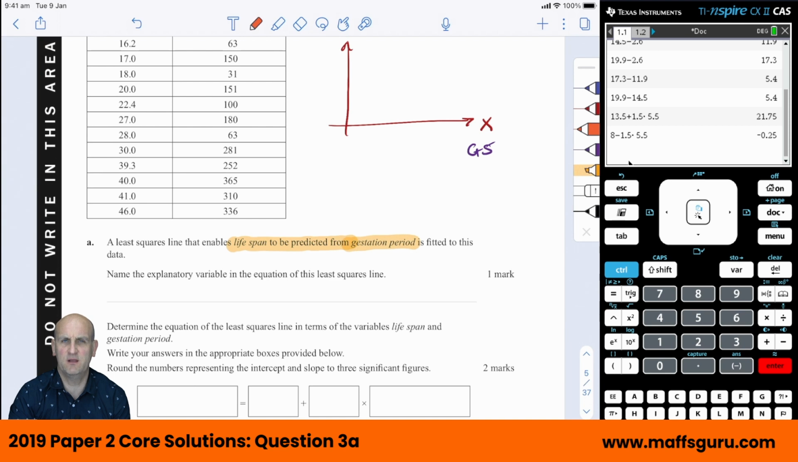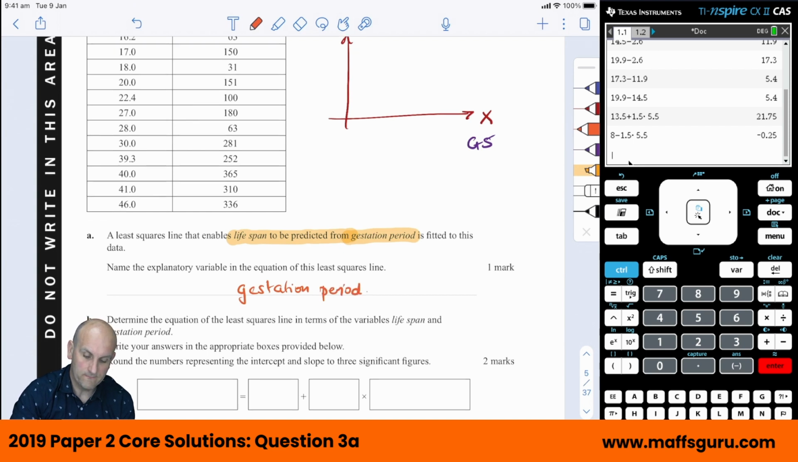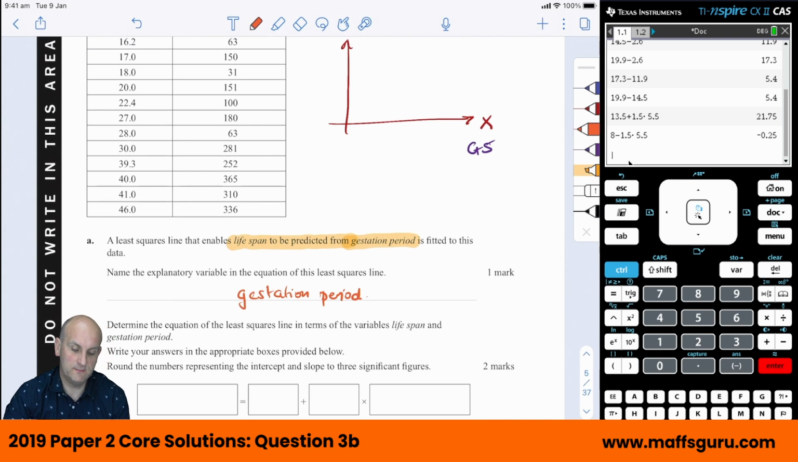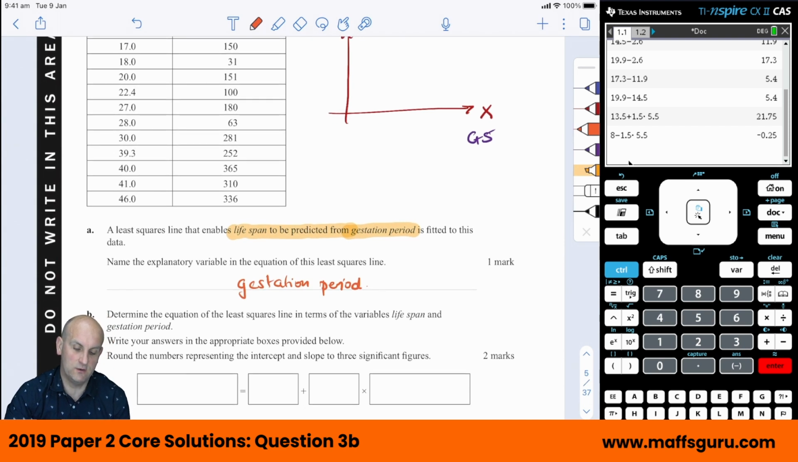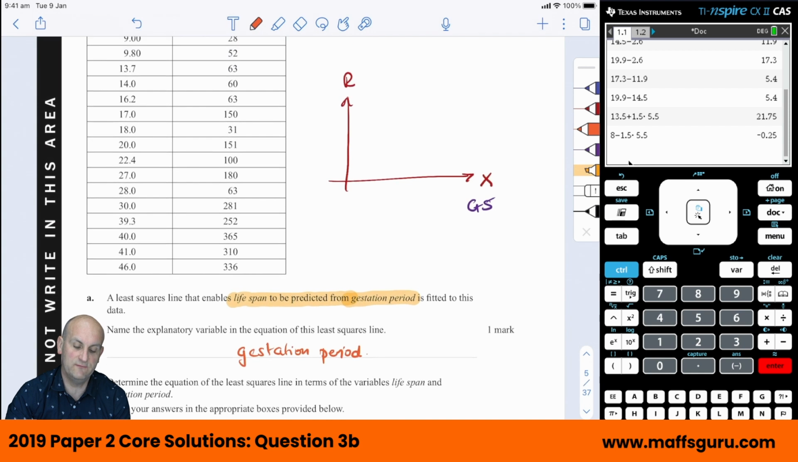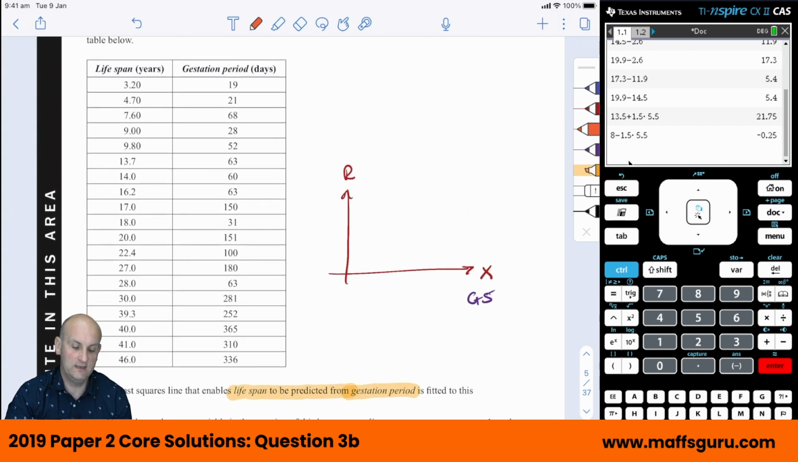Because when I looked at the table a moment ago, in this situation it is gestation period. Determine the equation of the least squares line in terms of the variables lifespan and gestation. Notice they've left the boxes blank. They didn't even want to help you here.